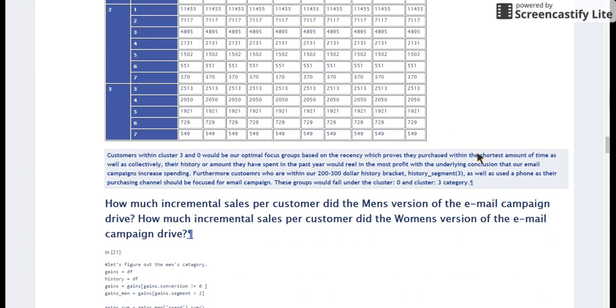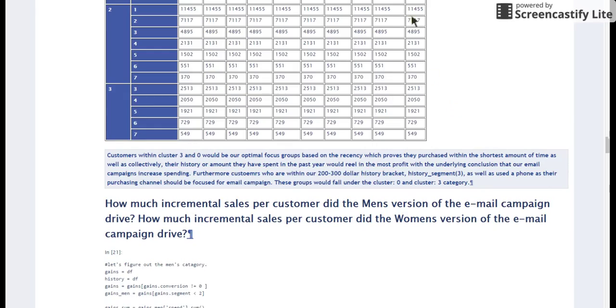And that just goes to prove that our customers within our $200 and $300 history bracket, or history segment 3, as well as those who use a phone channel for purchasing, should be the customers that we focus on within our groups of 0 and 3 in our cluster analysis.